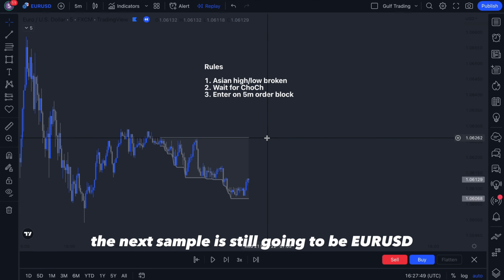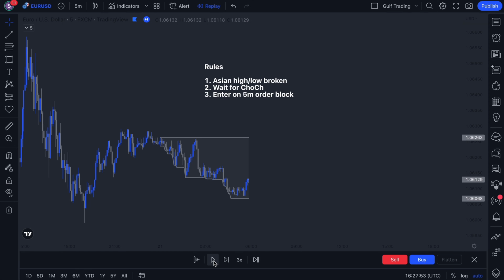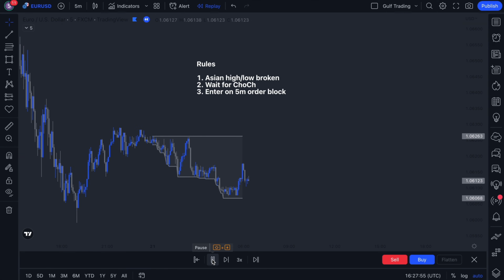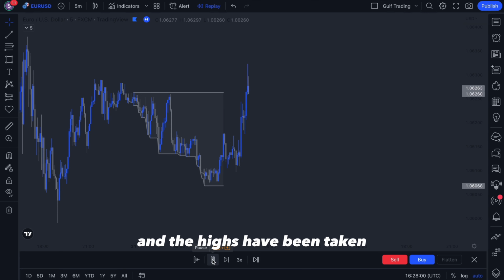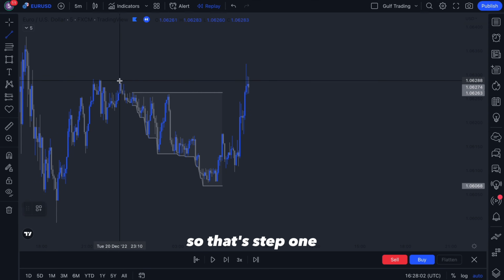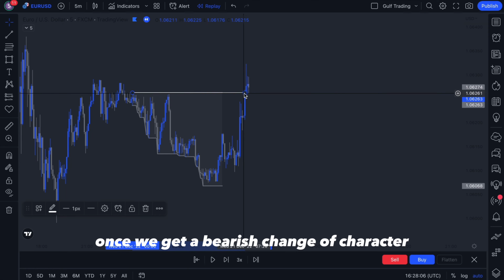Okay, so the next example is still going to be EURUSD on the 5-minute chart. This is the 21st of December, so we'll see what happens. Price is just in the range at the moment, and the highs have been taken, so that's step 1. So we're going to be looking to short once we get a bearish change of character.